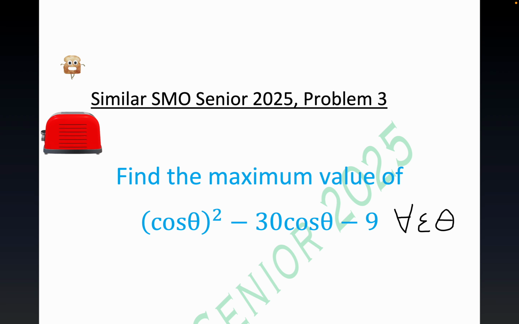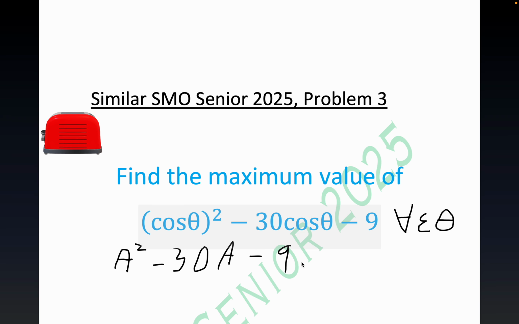Now, notice this trigonometric expression is in quadratic form, so it's a little easier to look at, perhaps, just as a squared minus 30a minus 9. Now, there's a vertex formula that actually is derived just from completing the square. So we'll just go ahead and complete the square here.